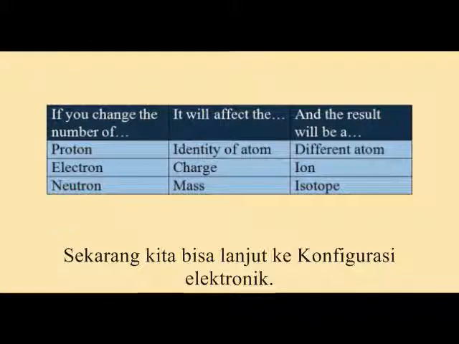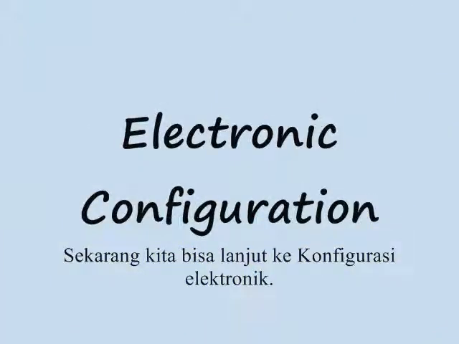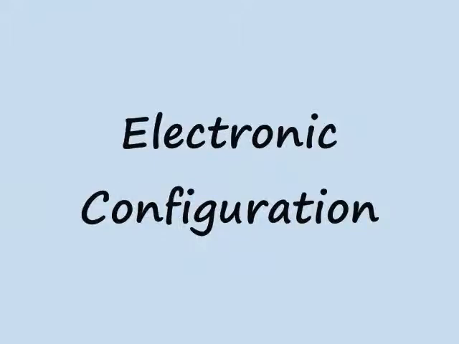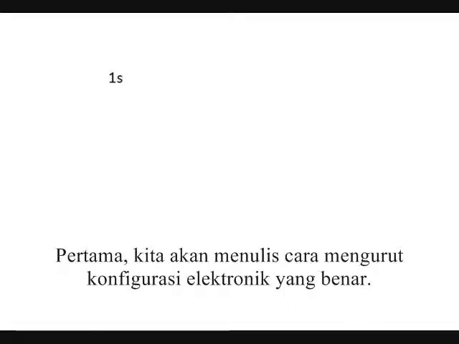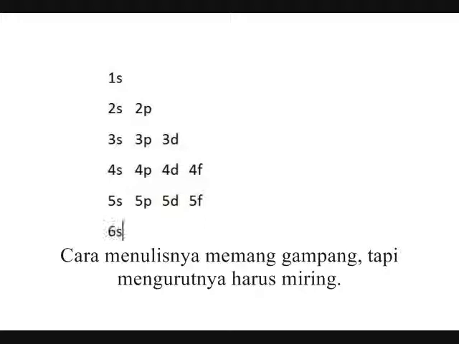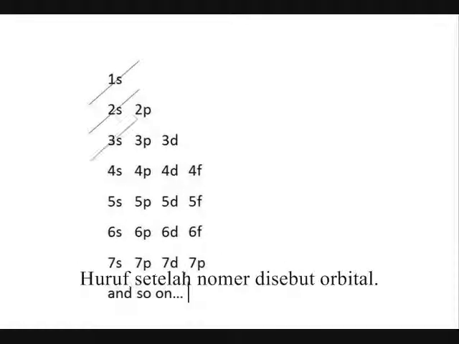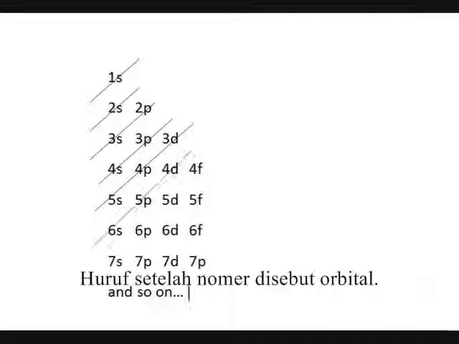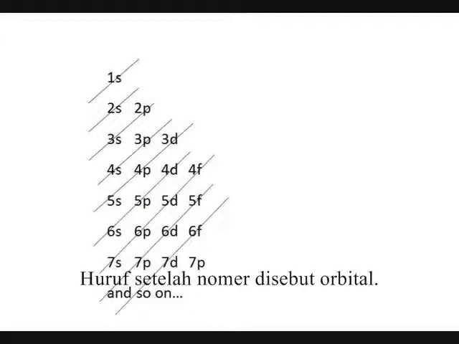Now, we move on to electronic configuration. First, we must write down a list which we should follow to order an electronic configuration. The list template is easy enough to remember, but we must follow it diagonally as shown by the lines. The letters after the number are an orbital. Now, each orbital can hold a specific amount of electrons, which is stated in the picture.